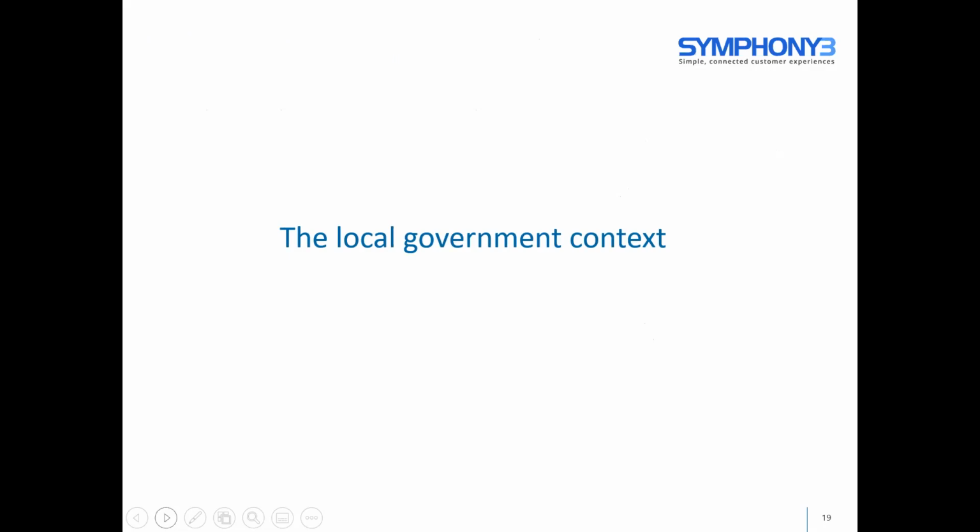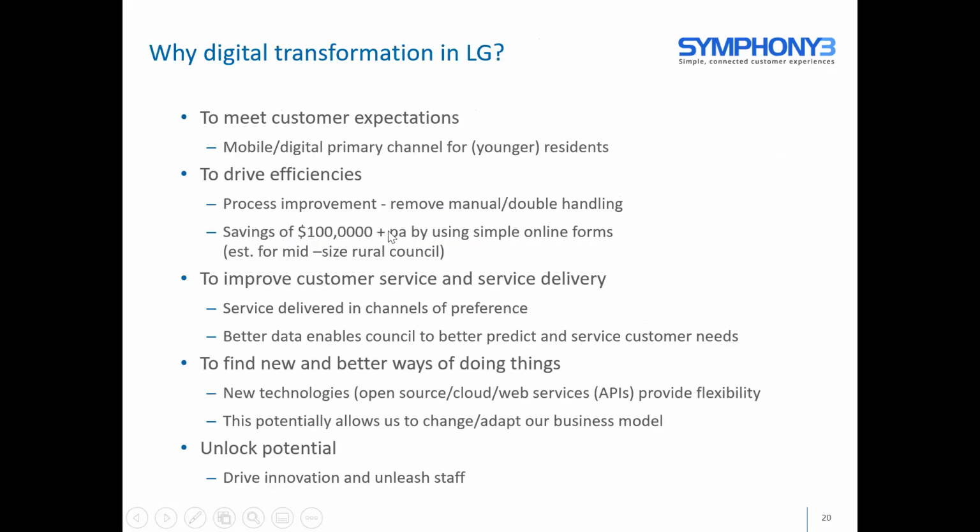So I want to jump in and just think about the local government context and digital transformation and where integration fits. Obviously, technology on its own is not enough, so we need to go back and think about why we're doing this. We all know, anyone in local government, why, I suppose. We want to meet customers' expectations.